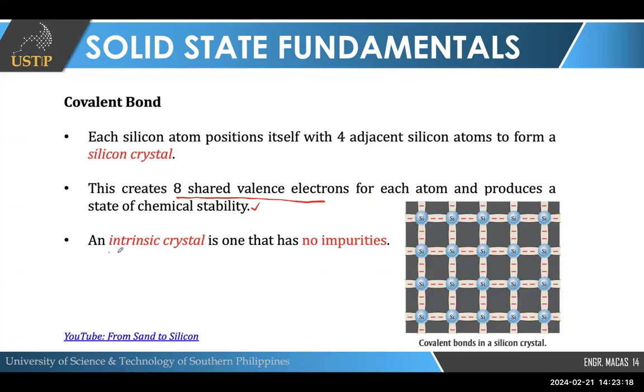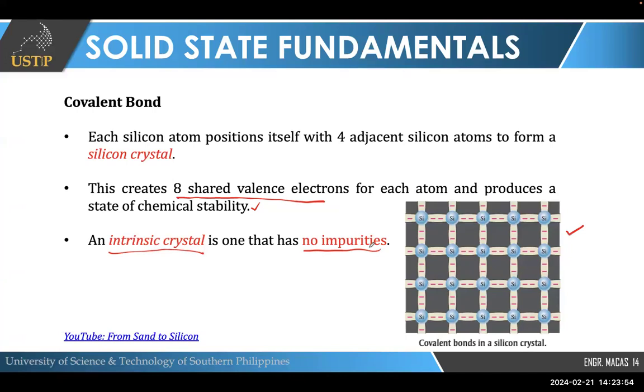Another terminology that needs to be remembered is the silicon crystal. We call this an intrinsic crystal if it has no impurities. So what are impurities? It is intrinsic because it is innate. Nothing has been added or removed. So this is what you call the intrinsic crystal.